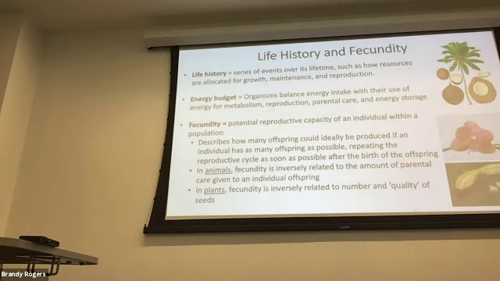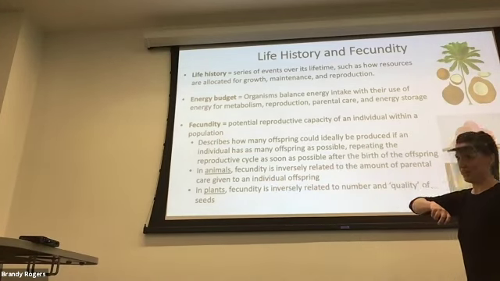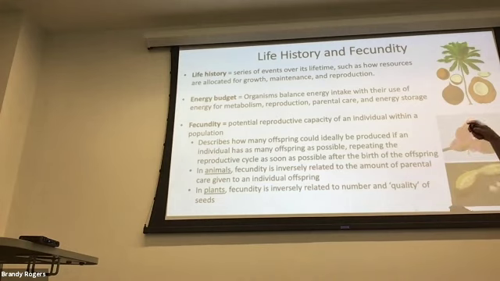That's what fecundity is. In animals, like what we're talking about with humans, fecundity is inversely related. What's an inverse relationship again? One shows up, the other goes. Yeah. So inversely related to the amount of parental care given to an individual offspring. What does that mean? Maximum reproductive capacity goes down when parental care goes up, because you're spending your energy budget on one offspring at a time, or 2 or 3 max.